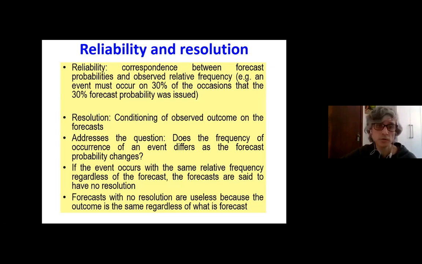Resolution is the conditioning of the observed outcome on the forecasts. If you remember discrimination, resolution is exactly the opposite conditioning. Discrimination is the conditioning of the forecast on the observations. Resolution is the conditioning of the observations on the forecast. It's the other way around of looking at the relationship between forecast and observations.